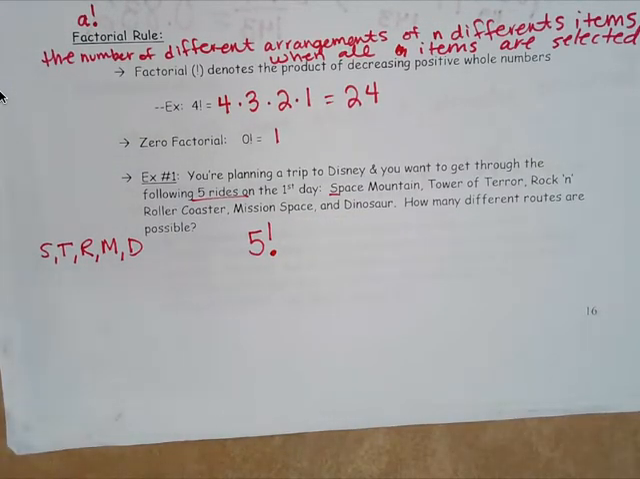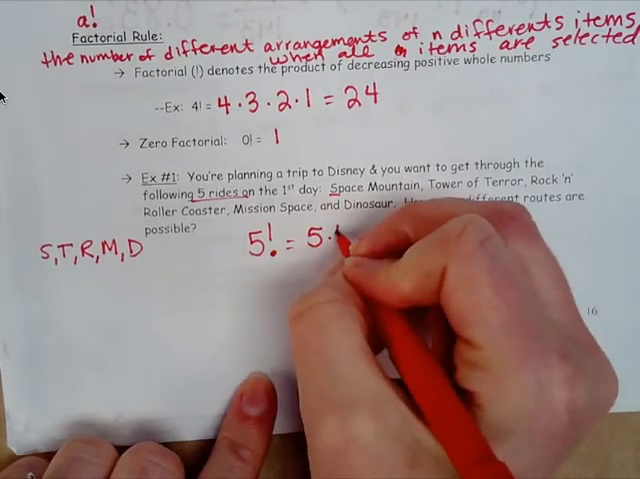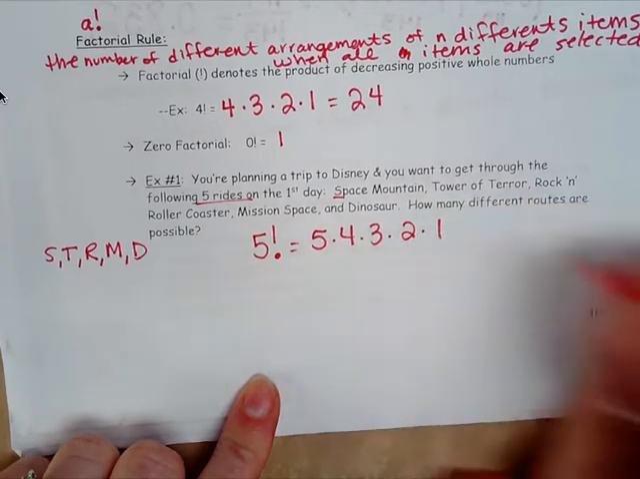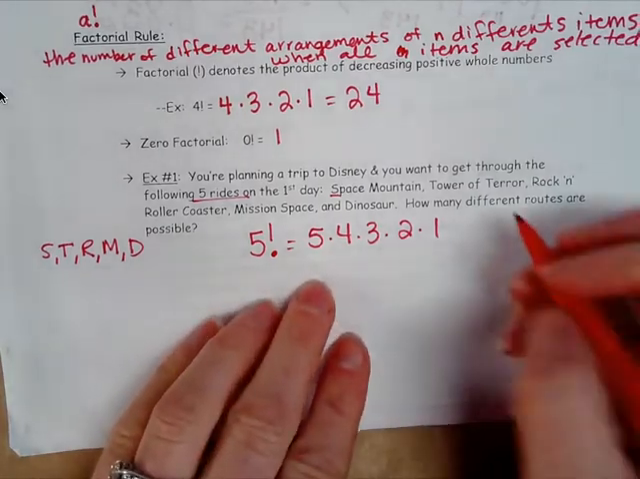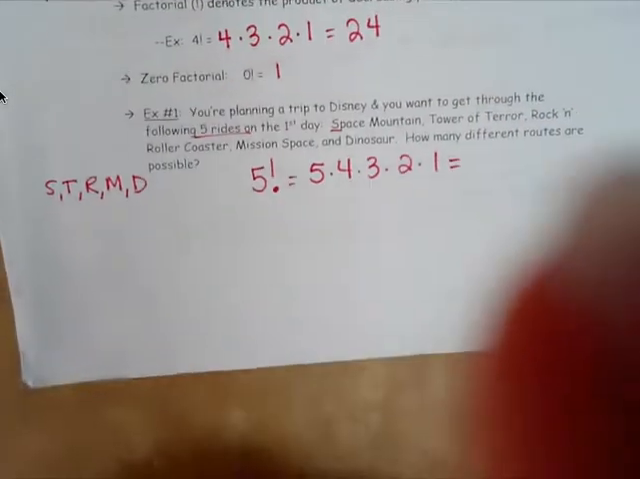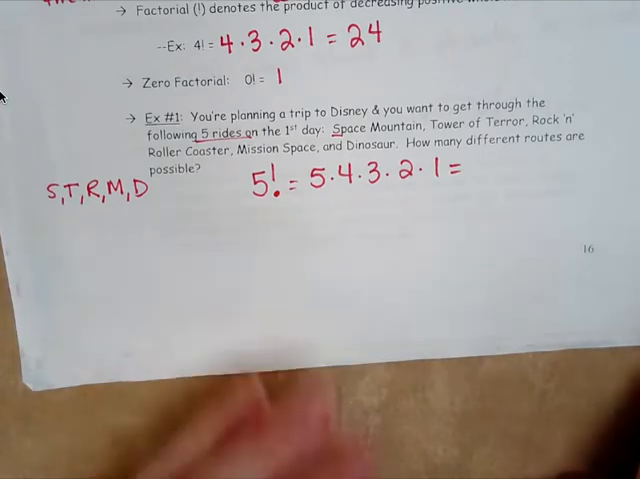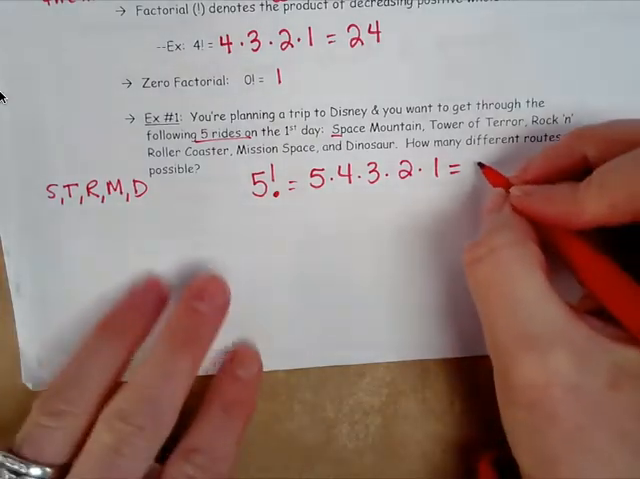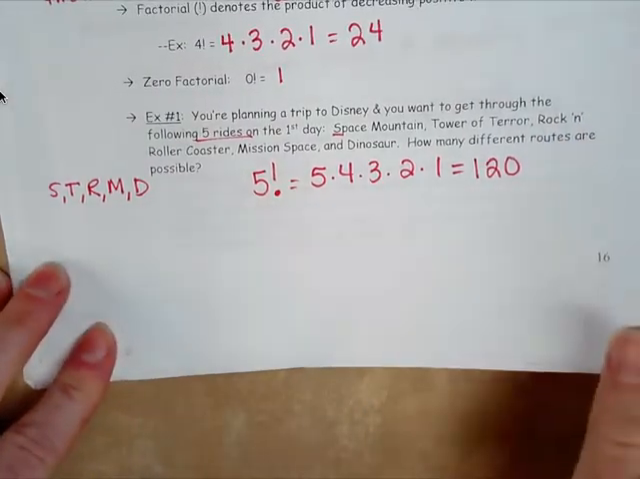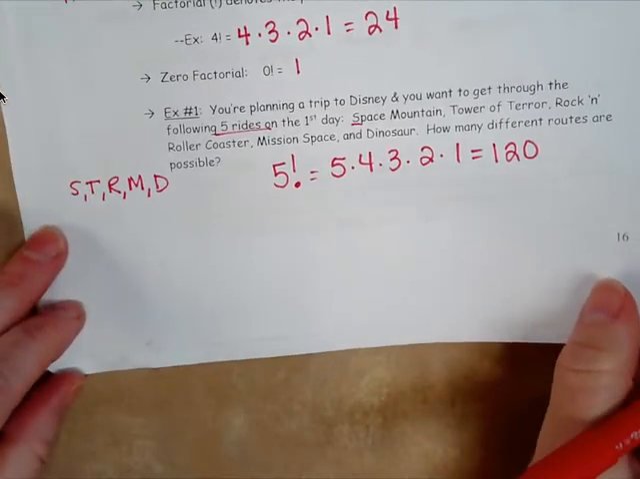So you have 5 and you're choosing the 5. You're choosing all of them. You don't have to narrow it down. You don't have to skip any. You're choosing all 5. So this means we're going to do 5 times 4 times 3 times 2 times 1. All right, so go ahead and multiply that out. We can use our calculator. 120. All right, so 120 different routes available.